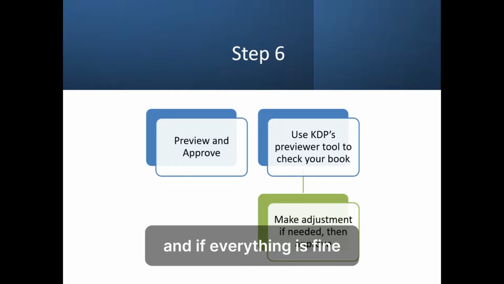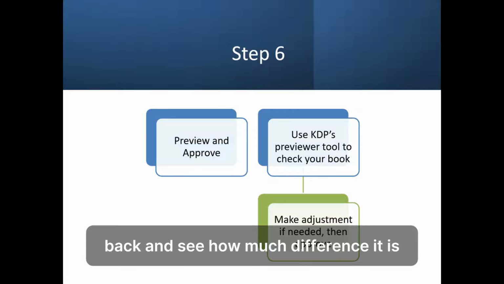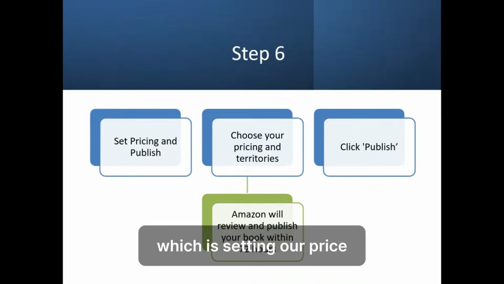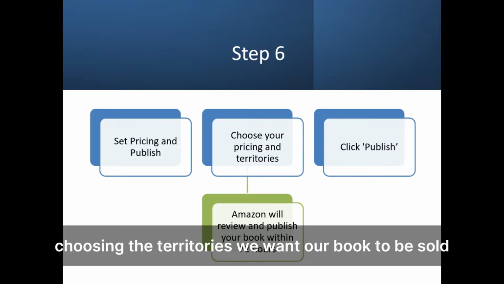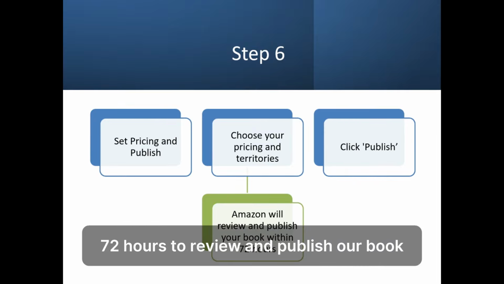And if everything is fine, if we need to make adjustments, we don't like how it looks, we can always go back and forth to upload again and see how much difference it makes, and if we like it, then we move on to the next, which is setting our price, choosing the territories we want our book to be sold, and then clicking on publish. This is the part I love the most. And then we give Amazon 72 hours to review and publish our book.